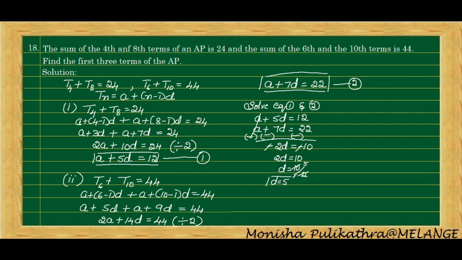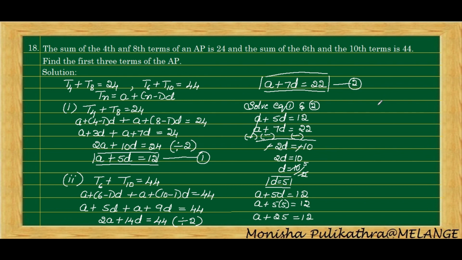So after getting the common difference, we need to substitute it in either equation 1 or 2. I will be taking equation 1 here, that is A plus 5D is equal to 12. Substitute 5 in the place of D: A plus 5 into 5 is equal to 12. So A plus 5 fives are 25 is equal to 12.